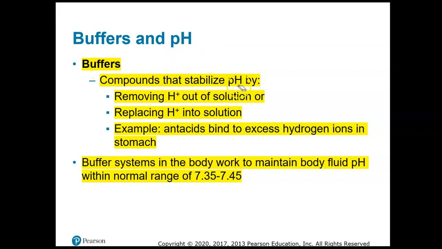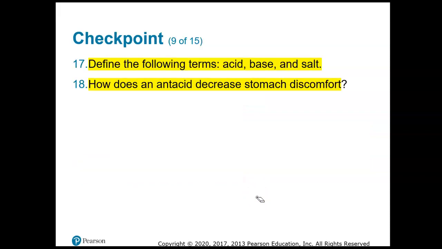Buffers are compounds that help to stabilize pH. They resist a change in pH. For example, if the pH becomes too low, they'll remove hydrogen from that solution. Or if the pH is too high, they'll add hydrogen to the solution. Acids, for example, bind to excess hydrogen ions in the stomach and help to raise the pH when it gets too low. So buffers help resist a change in pH.